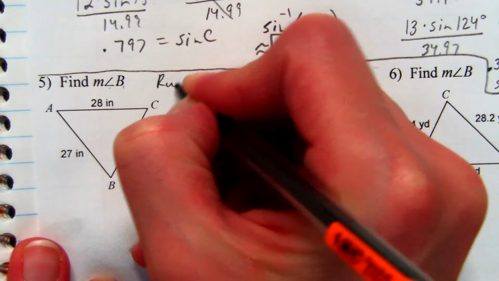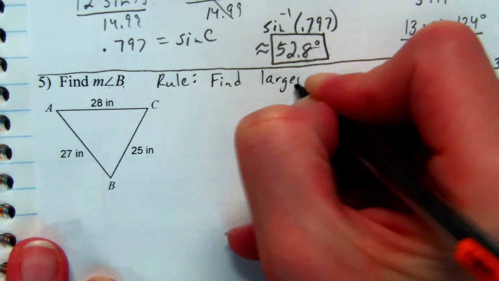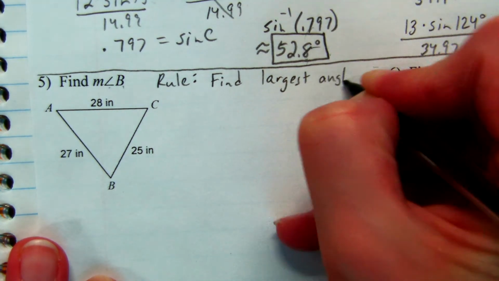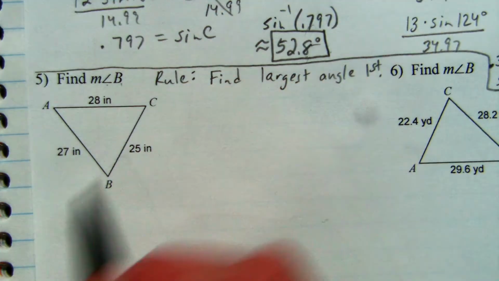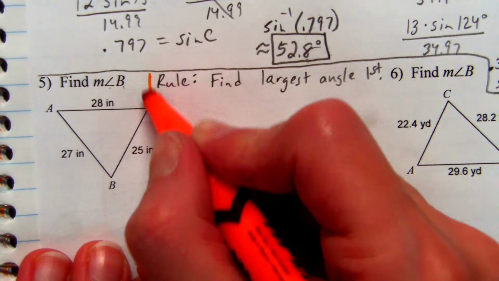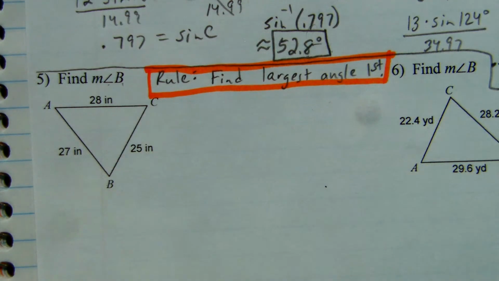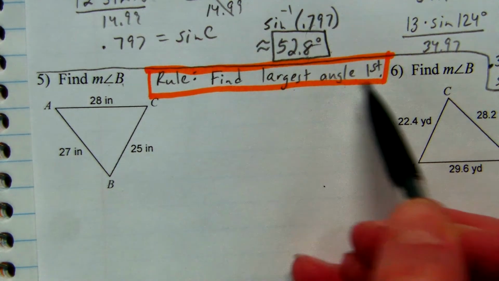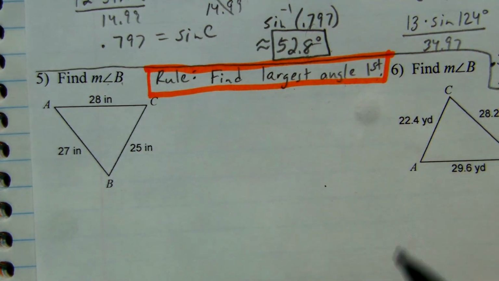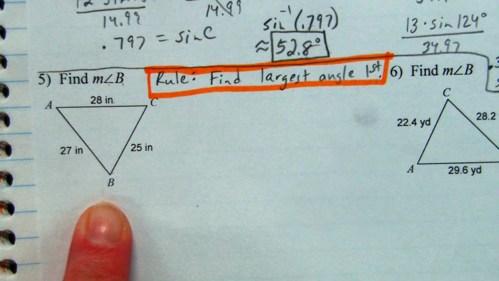There's a rule that you have to find the largest angle first. Even if it's not the one that they want, you may want to put a colored box around that. If you don't do this, about half the time, you will get the wrong answer. And it has to do with a little bit of strange things happening. You have to find the largest angle first. So the largest angle is always across from the largest side. So the largest side is 28. Angle B is the largest angle, so we're good.